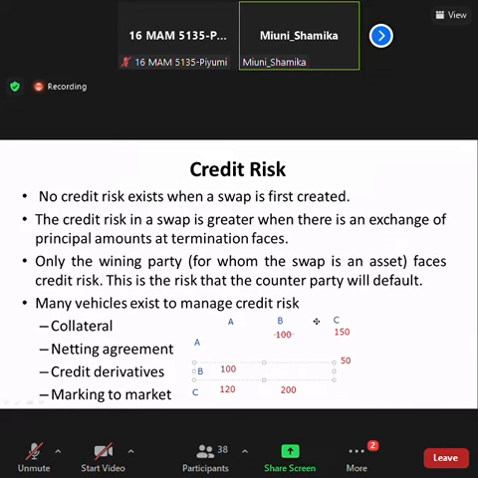Right? A should pay C 150 and C should pay A 120. So we are going to settle this. So we say C doesn't need to pay anything to A. Instead, A will pay 30. This is netting.